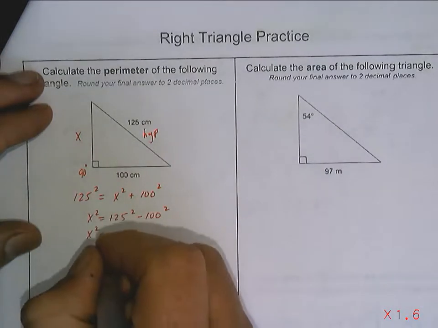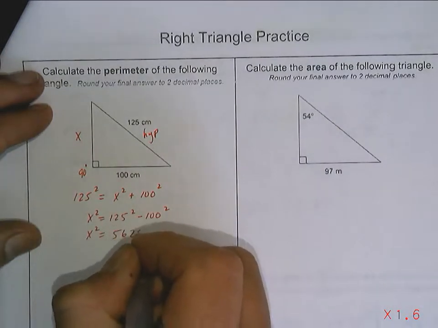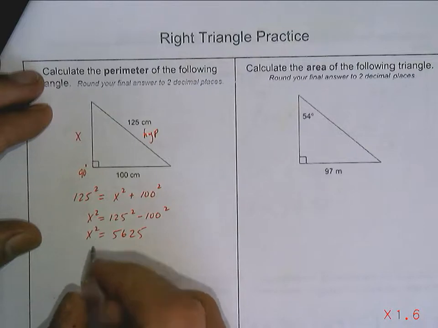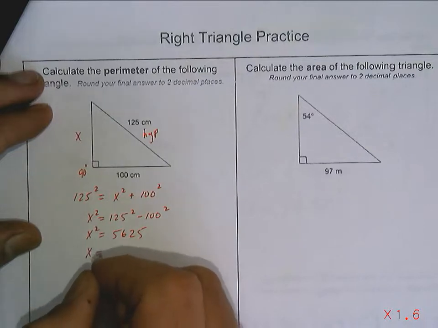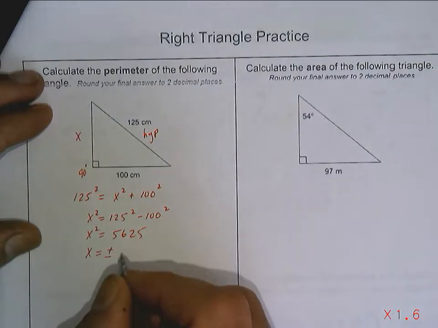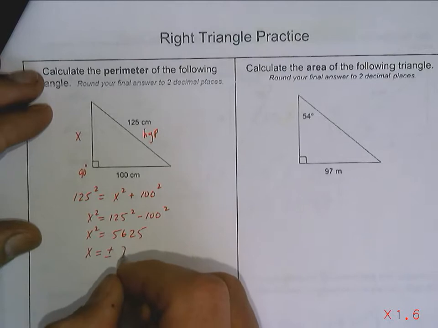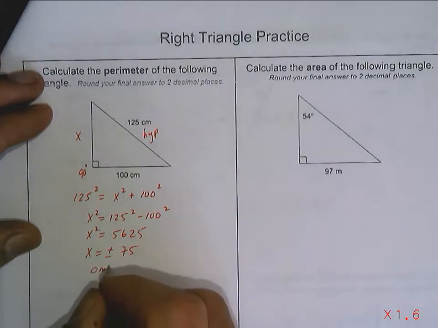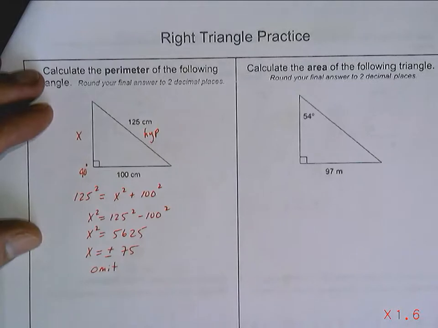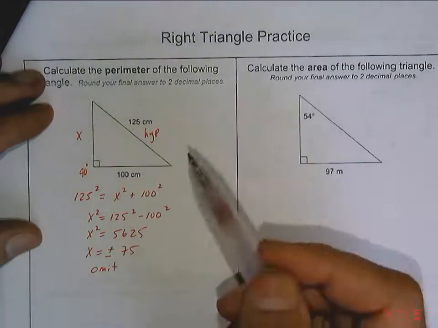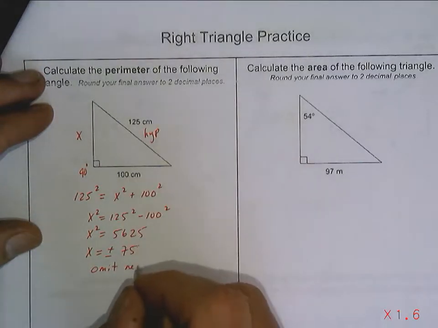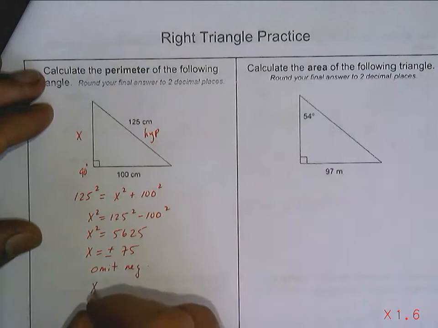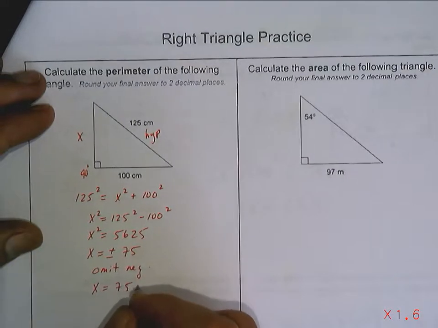We're going to use our calculator, and we're going to come up with 5,625 for x squared. But that's x squared, so we want to square root both sides. We're in grade 11 now, so we know that it's going to be two answers, plus or minus 75. We're going to omit the negative, and remember what omit means. It means that we're not going to use it in context with this problem. So you're going to omit the negative. And we're going to get a final answer of x equals 75 centimeters.